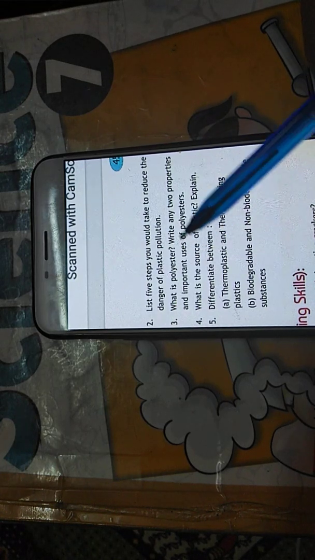Next, what is polyester? Easily, I think you can attempt. Write any two properties and important uses. Next is: what is the source of plastic? Explain. So you have to write what?